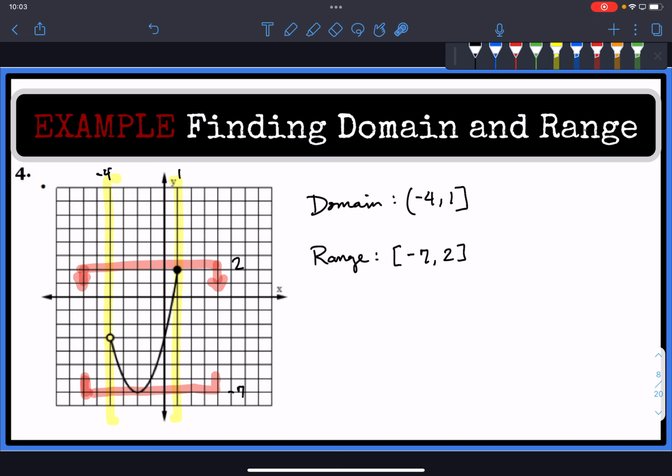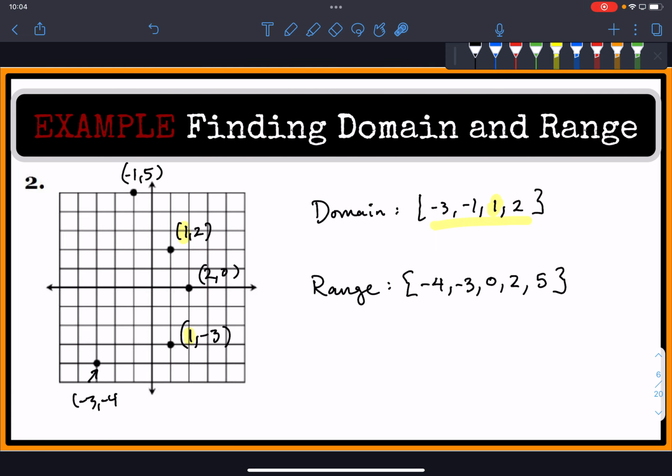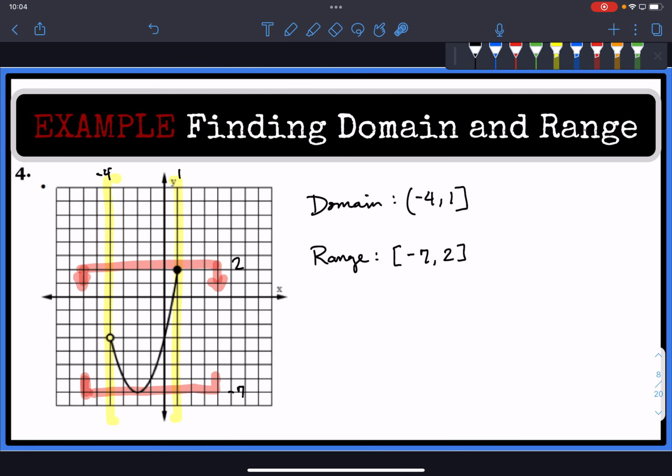So that's the difference between a discrete data set, like in this example, where I can simply list all of the x values and list all of the y values because it's only made out of these 5 points there. And this example here, where I have to write an interval notation to include all of the numbers between -7 and +2, and all the numbers greater than -4 up to +1.